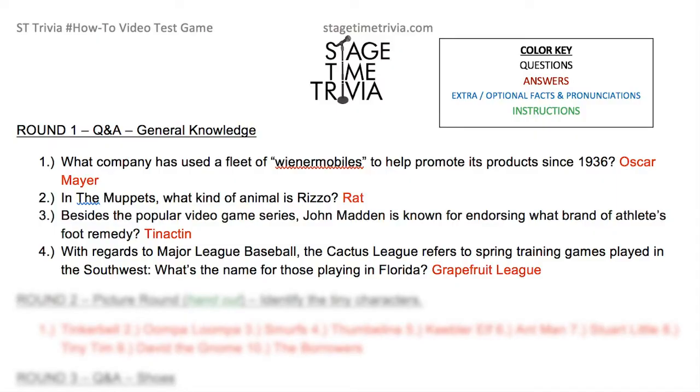Round 1, question and answer, general knowledge. Frequently the first round will be general knowledge. There are going to be 4 random questions about a variety of topics. We like to read each question twice and then give a few songs' worth of time for teams to finalize their answers amongst themselves.